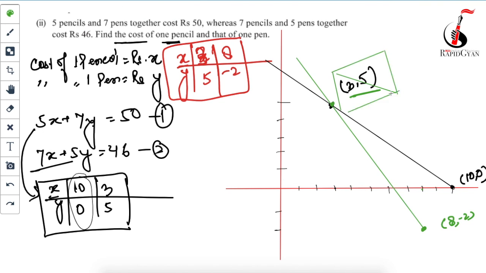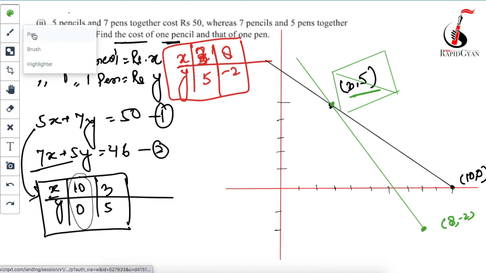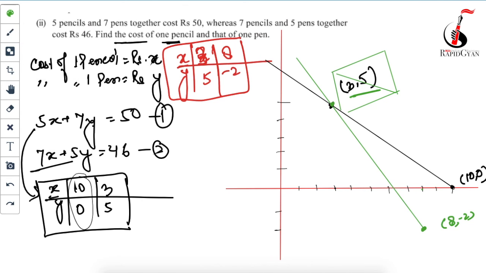3 comma 5. So it means what is my answer? What is the value of x? X is 3 and y is 5, means the cost of one pencil is rupees 3 and the cost of one pen is rupees 5. That's your answer, guys.